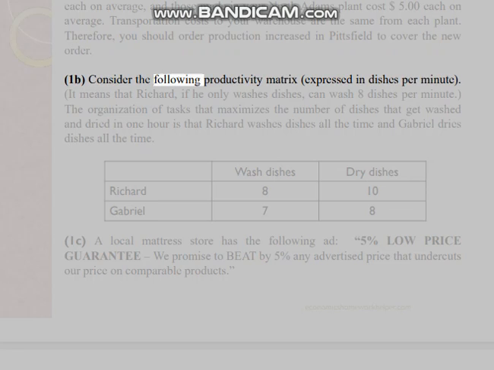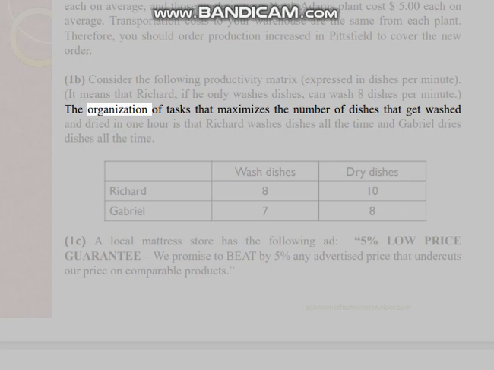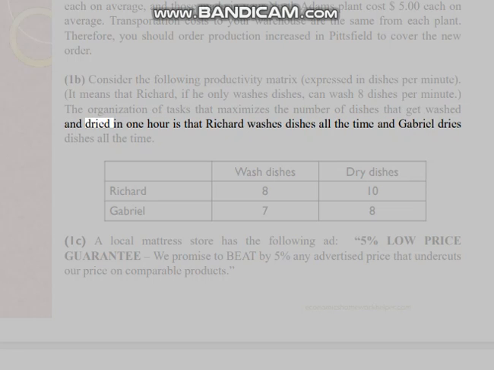1B. Consider the following productivity matrix expressed in dishes per minute. It means that Richard, if he only washes dishes, can wash 8 dishes per minute. The organization of tasks that maximizes the number of dishes that get washed and dried in 1 hour is that Richard washes dishes all the time and Gabriel dries dishes all the time.